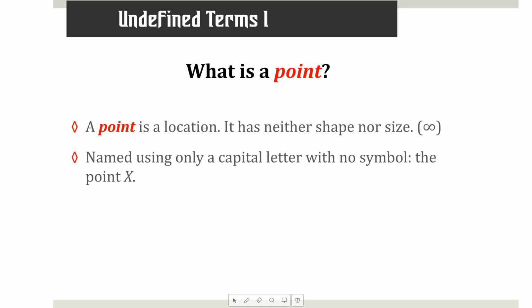Okay. That last part is important. It has no shape nor size. It's so specific, there's nothing to measure there.